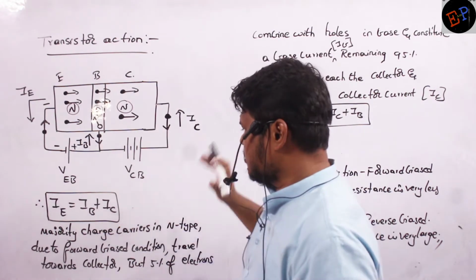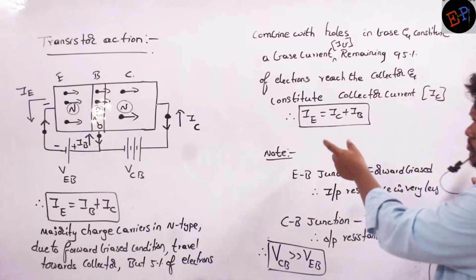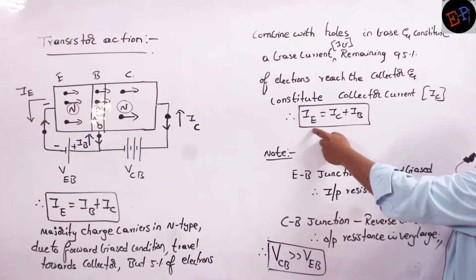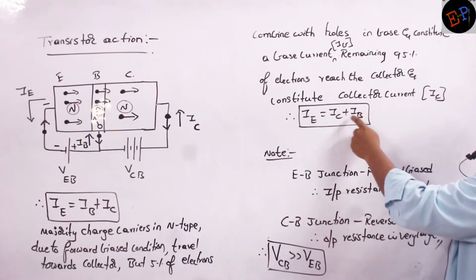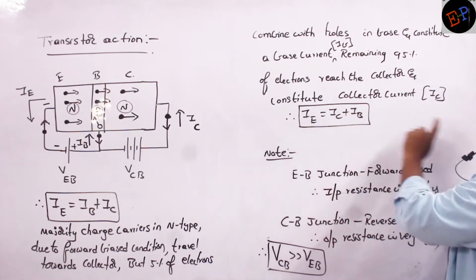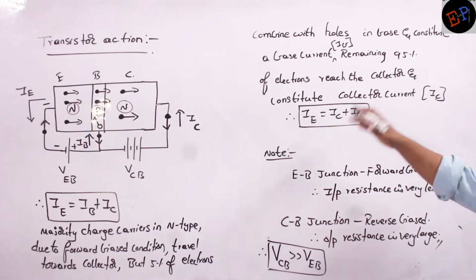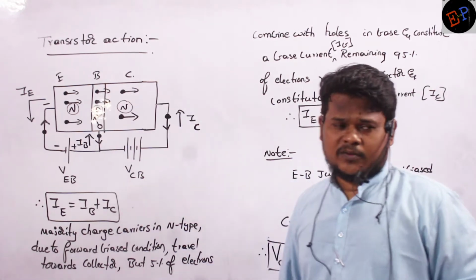So this is called transistor action. And we can understand this point: the total emitter current is the sum of collector current plus base current. This current is also produced because of the emitter. So IE equals IC plus IB, whatever the type of transistor, whether it is NPN or PNP. If it is PNP, then how can I draw the diagram?